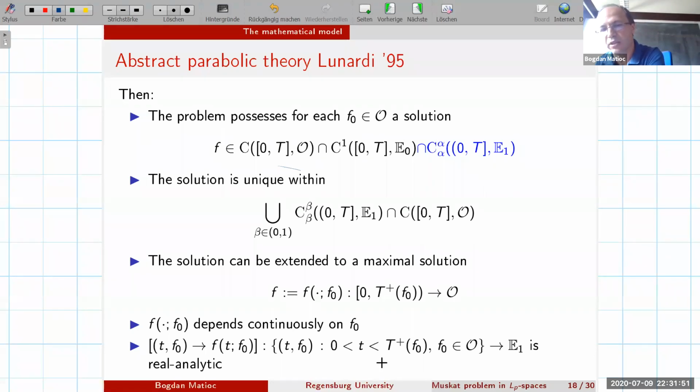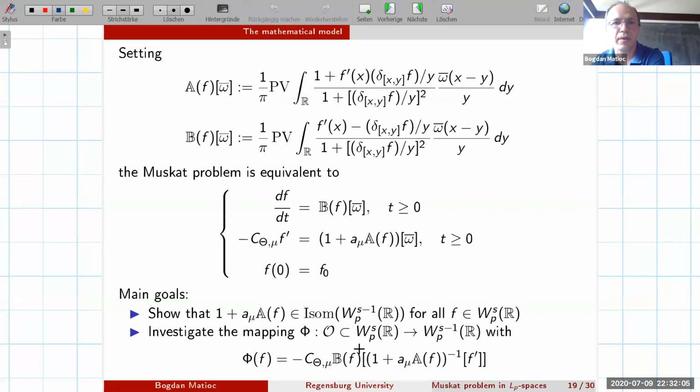And this property, together with a parameter trick used often in parabolic problems, shows that there is a parabolic smoothing property for the Muskat problem.